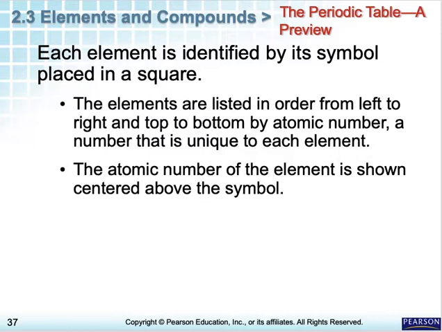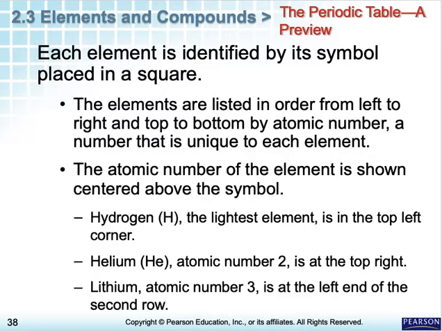The elements are listed in order from left to right and top to bottom by atomic number, and that is a unique number for each element. It actually tells us the number of protons in the element. The atomic number is centered above the symbol, and it is a whole number. It is not a decimal. The decimal would be its atomic mass, the average atomic mass.